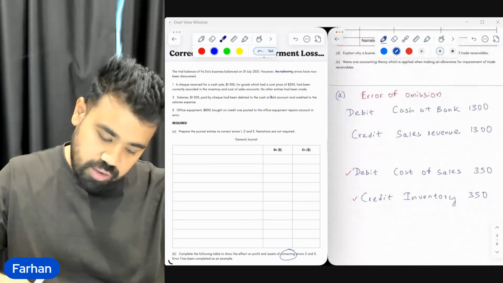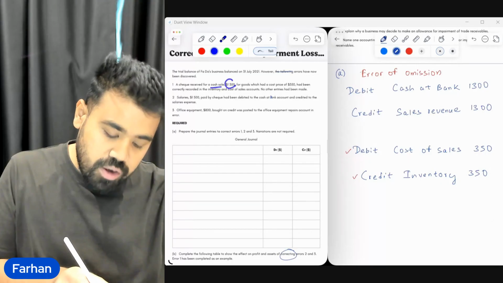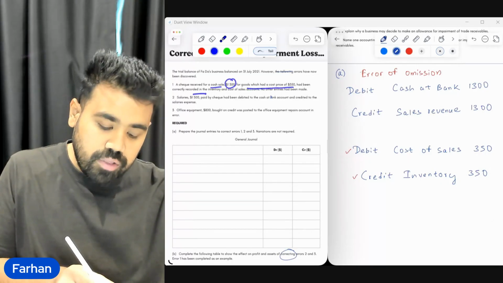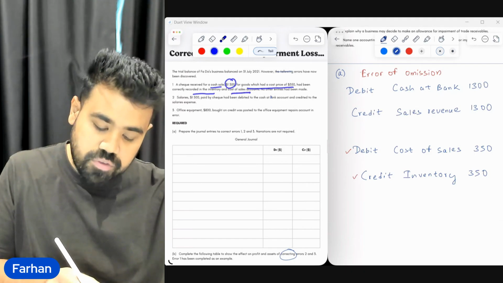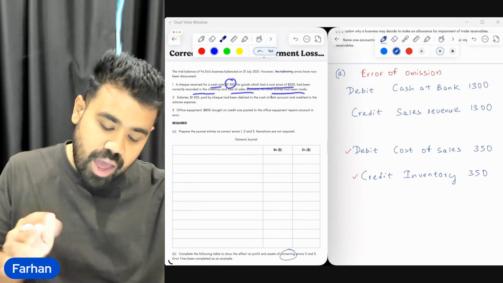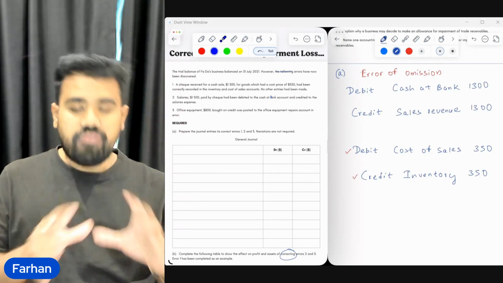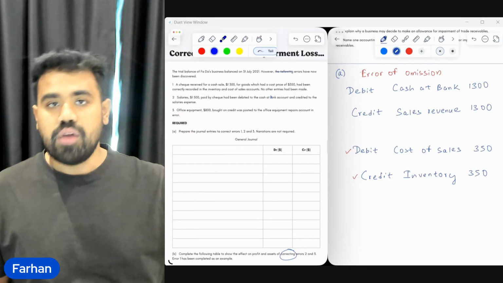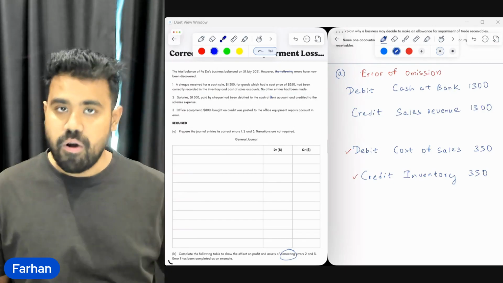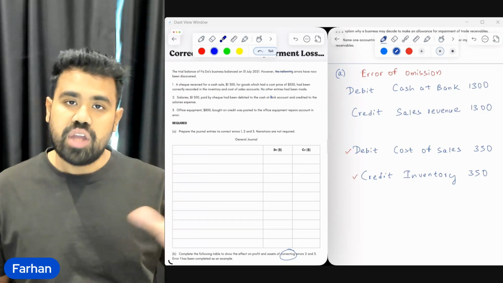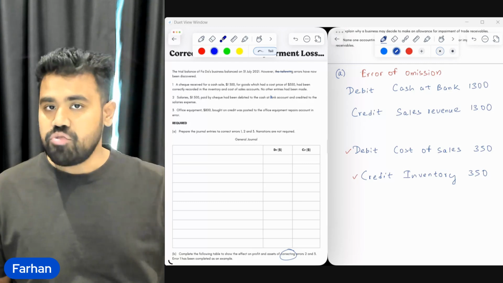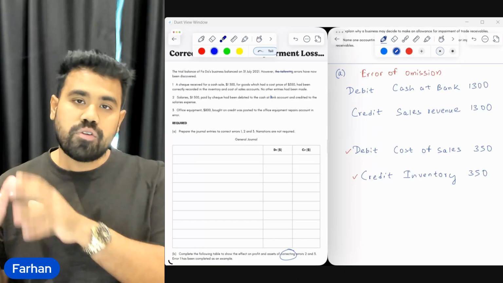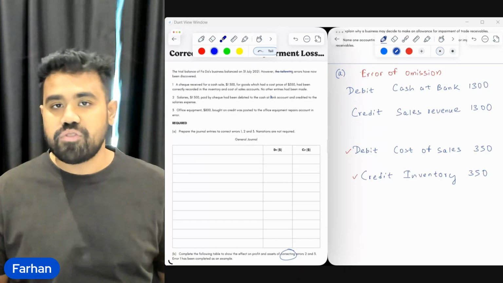A check received for a cash sale of $1,300 for goods which had a cost price of $350 had been correctly recorded in the inventory and cost of sales account. No other entries had been made. All right. So every time we sell something in our business, there are two pairs of journal entries which we must perform. The first set is to ensure that we are recording the sales revenue, and the second one is to also ensure that we are recording the cost of sales for that specific item which we have sold.